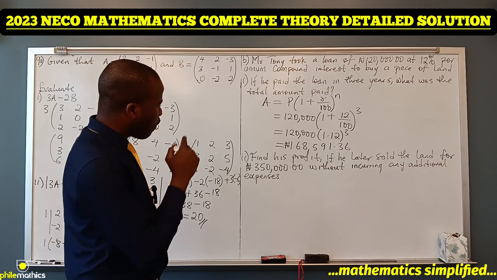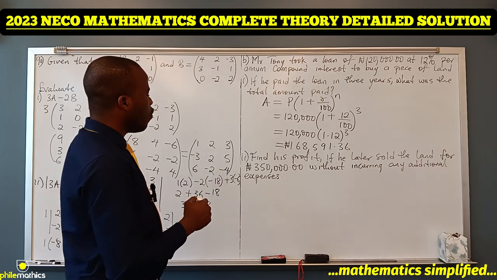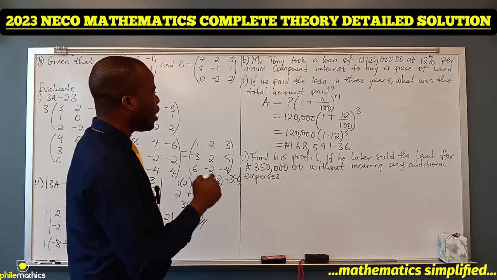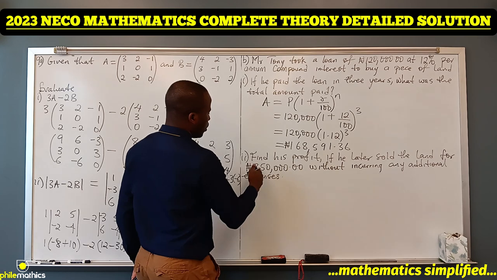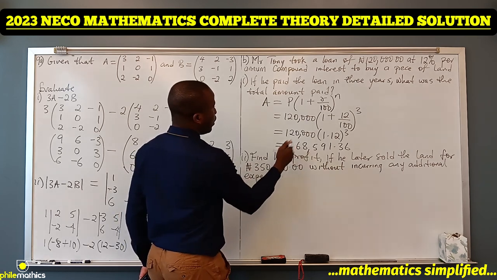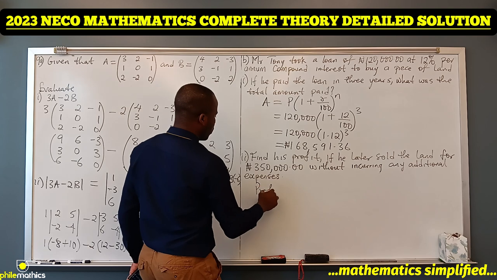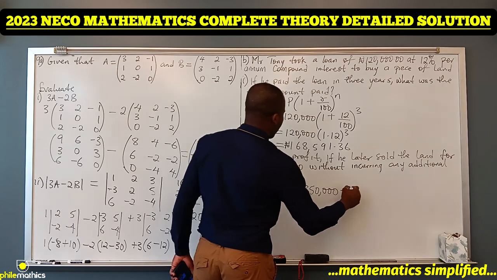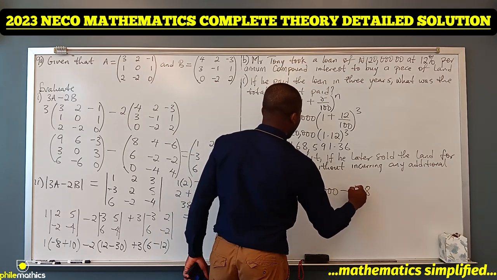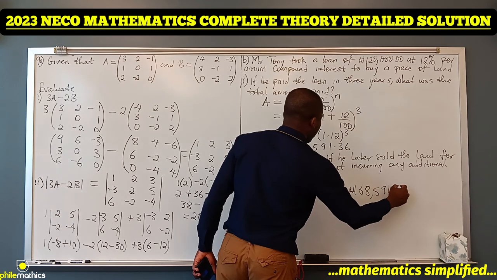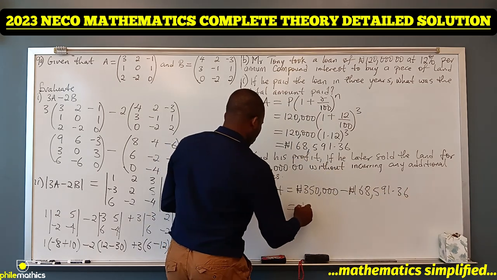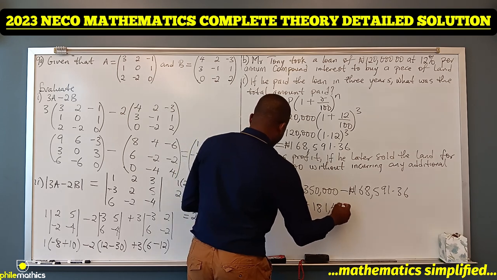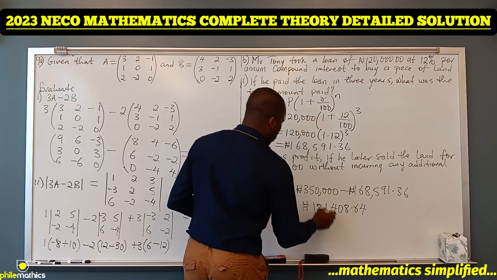Question 2 says, find his profit if he later sold the land for 350,000 that he bought at 120,000 without incurring any additional expenses. So his profit will be 350,000 minus the amount he paid back. Profit will be 350,000 minus 168,591.36, which is 181,408.64. So this is the profit.